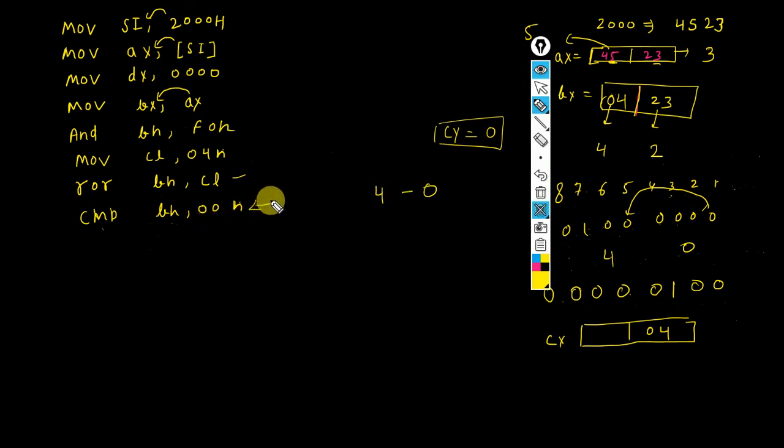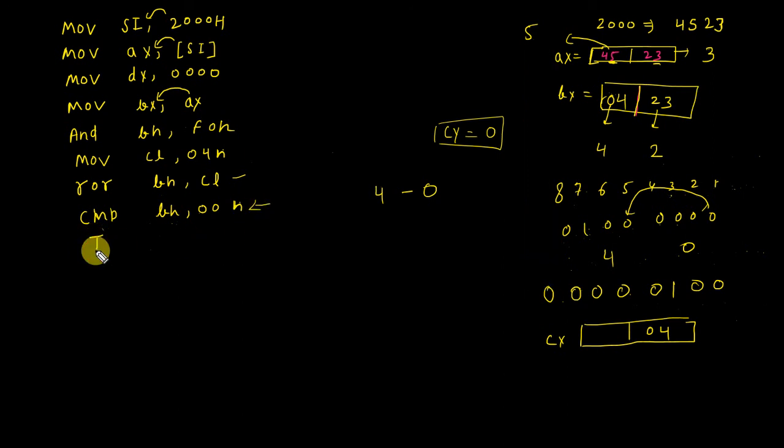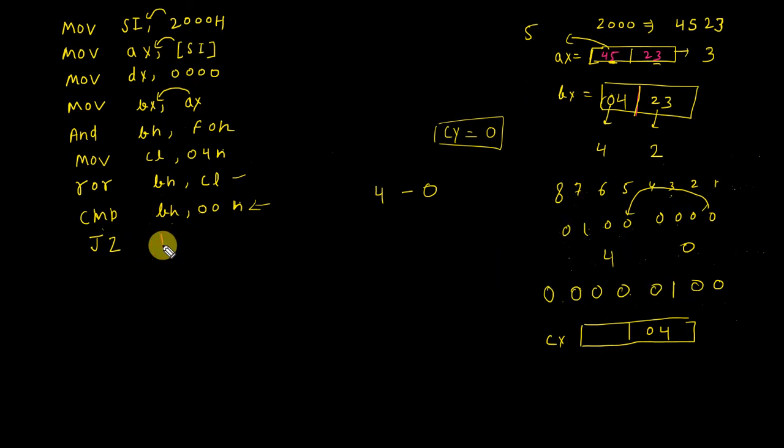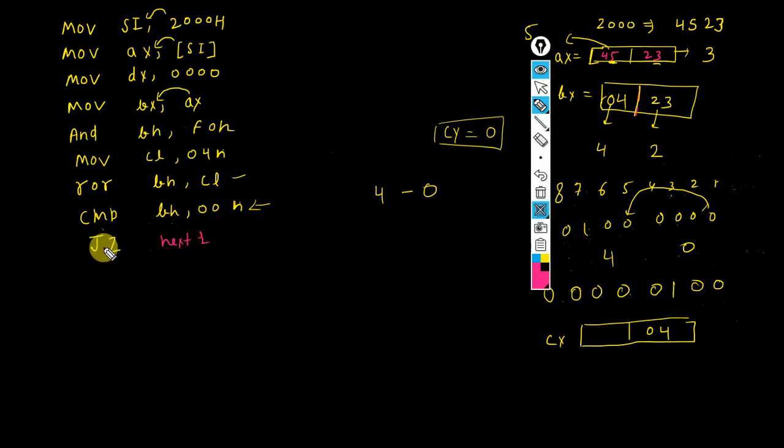Okay, the next instruction is JZ next, where next is our label. Jump if zero. In this case our zero flag status is not high because this value is greater. So basically this instruction is not taken here. Okay, move to the next instruction.